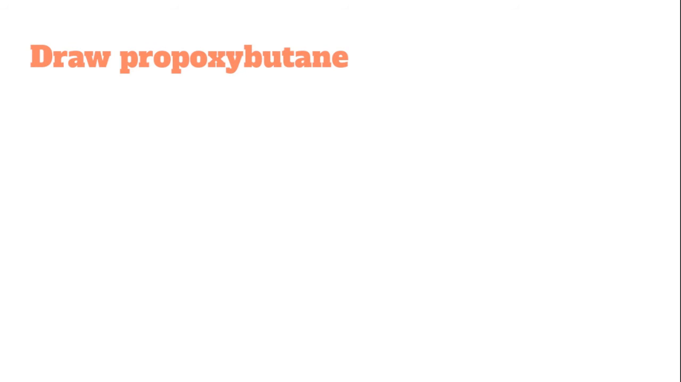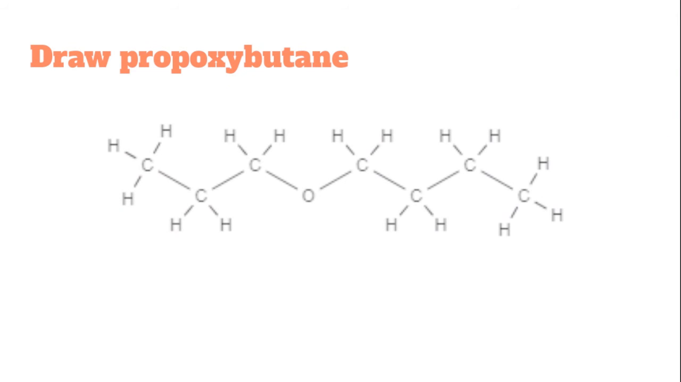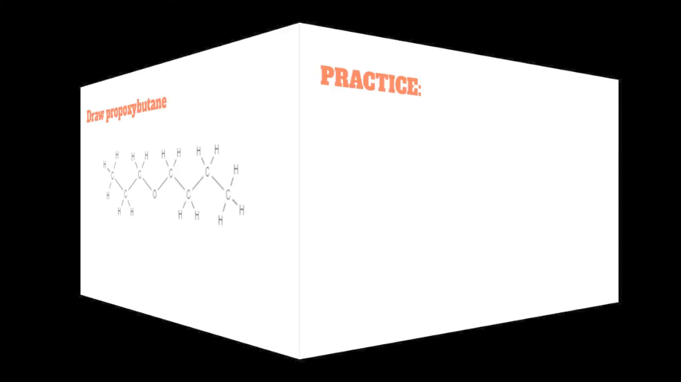All right, hopefully we're back. Here it is, propoxybutane. Again, butane, 4 carbons, so 1, 2, 3, 4. There's the butane here. Prop, 1, 2, 3. And then the oxy separates the 2 chains. Propoxybutane. All right, there's lots of practice for you to do this week in your warm-up.